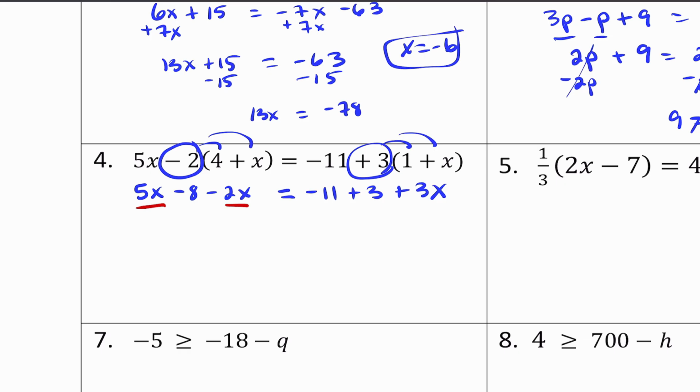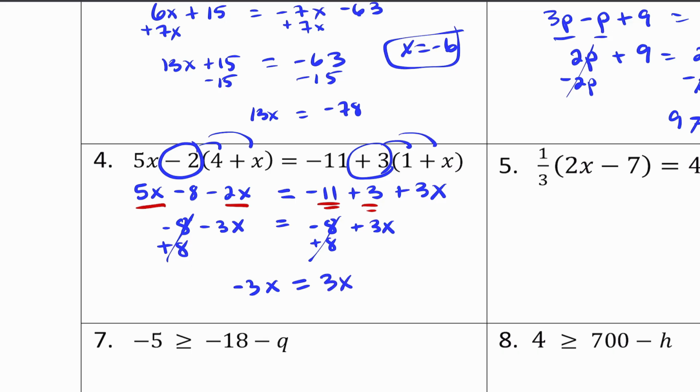Ooh, look at that. We can combine the like terms here. So 5x minus 2x, okay, so we have negative 8 minus 3x. And then here we can combine the like terms. Negative 11 plus 3 is negative 8 plus 3x. So I'll go ahead and add both sides by 8. So negative 3x equals 3x. So what's going to happen is that if I divide both sides by negative 3, okay? So we have x on the left-hand side, and then 3x divided by negative 3, we have negative x on the right-hand side.